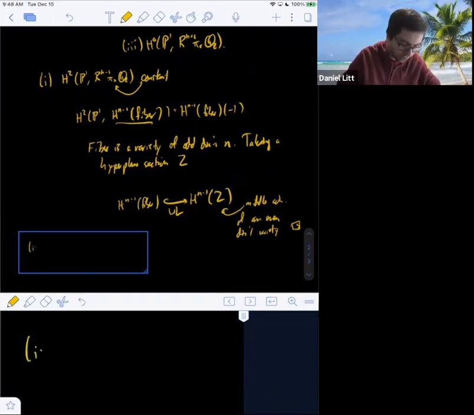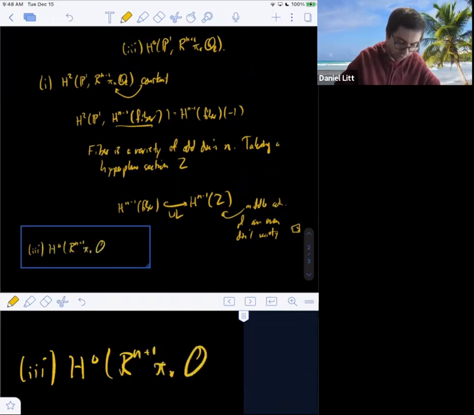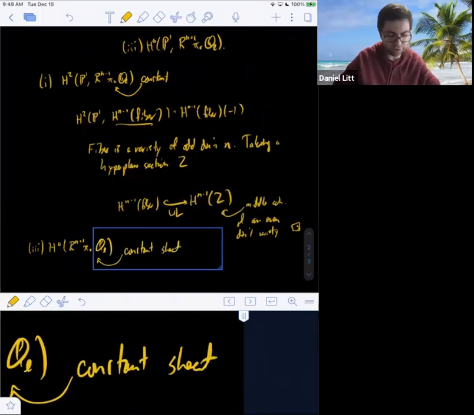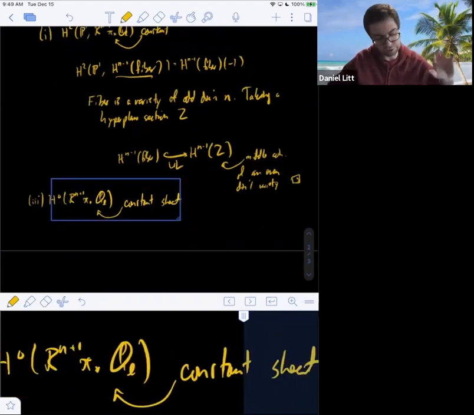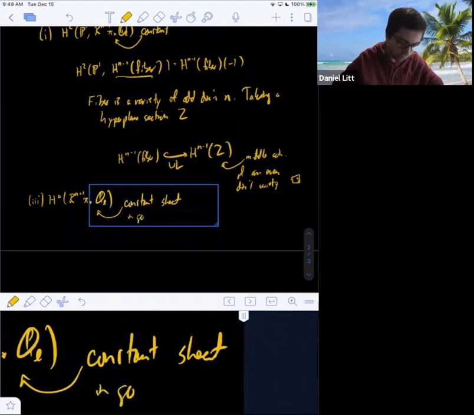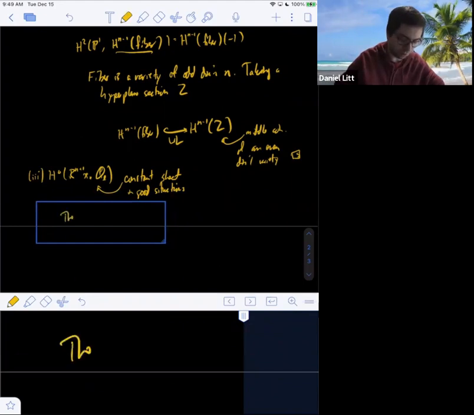All right, so let's do part 3 next. Part 3 is more or less the same. So that was H0 of Rn plus 1 pi lower star QL. Again, in good situations, this is a constant sheaf. What I mean by good situation is if the fibers of your Lefschetz fibration are irreducible, which you can arrange. So this is a constant sheaf in good situations, and then the same argument works, the same argument plus Poincare duality.